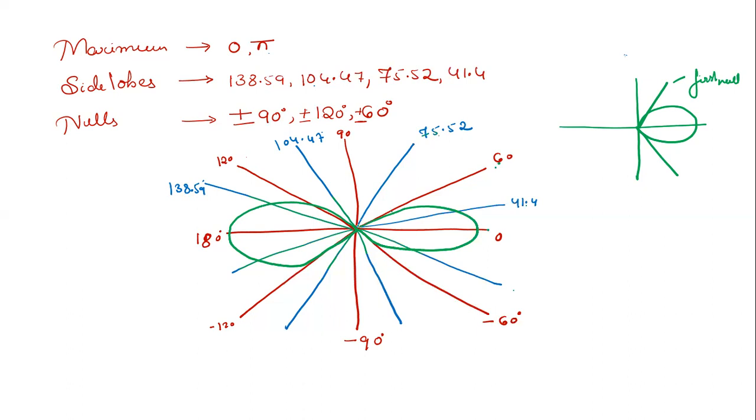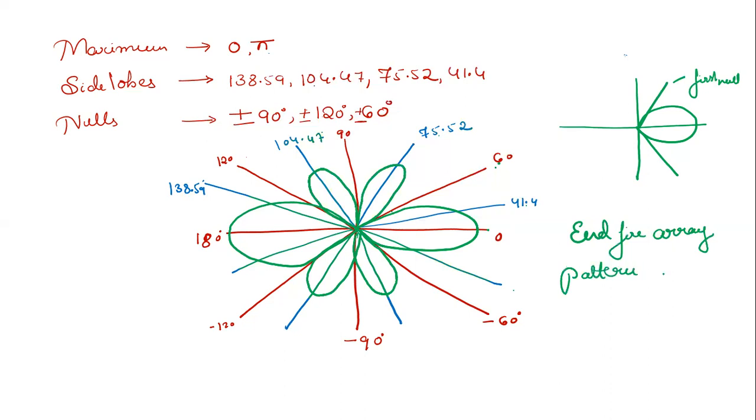So 75.52 is a side lobe. I'll write a lobe which is smaller in amplitude compared to the main lobe. Similar way, I'll write here as well. Be careful, the lobe should touch the nulls at the bottom. Okay. So I will write here as well. Better to be symmetrical, always works. So this is the end fire array pattern with n equal to 4 and d equal to λ by 2. Okay, so this is how you do it.